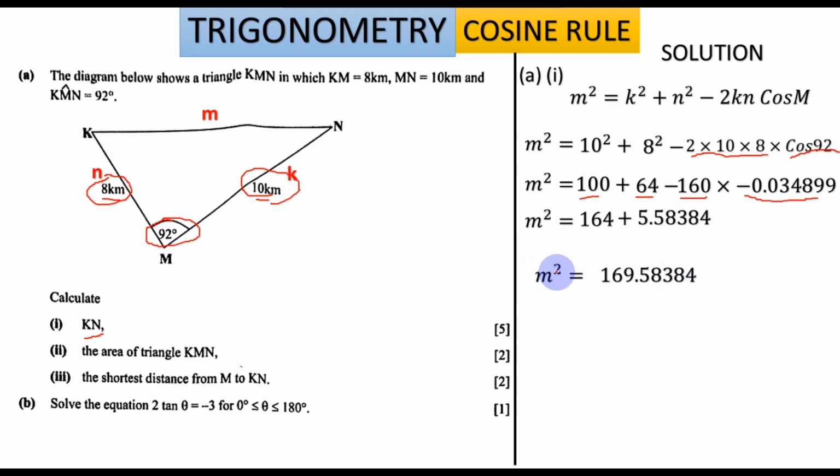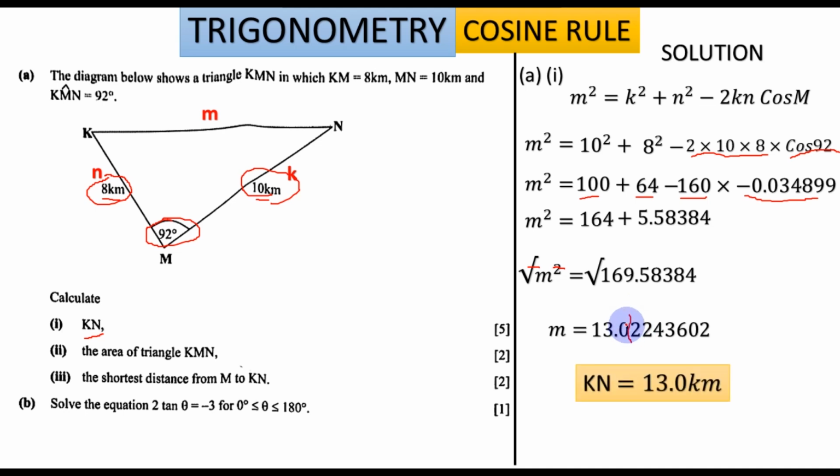Because we want the value for m, so I need this power 2 to go. So introduce the square root, so this square root and the power 2 will cancel. Then introduce the square root also on the other side. You're going to have m as this value, rounding it off to 3 significant figures. That is 1, 2, 3. You're going to strike a line between 0 and the 2. Checking our number, which is after 0, it is less than 5, so I'm not going to do anything to this. So the final answer will be 13.0 kilometers. That is the value for Kn.